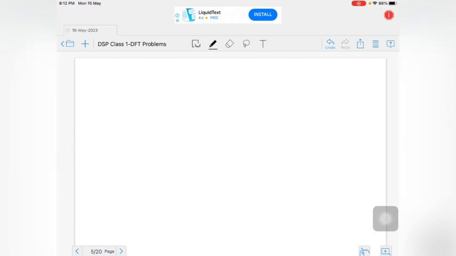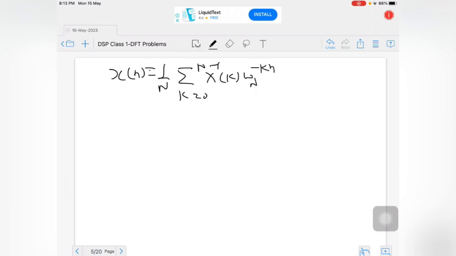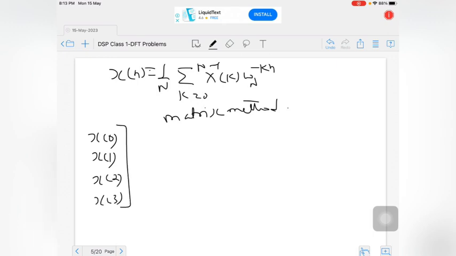So what is the formula to calculate the IDFT? x of n is equal to 1 by N summation k is equal to 0 to N minus 1 of X of k omega N raised to the power of minus kn. So I am using the matrix method here. This x of n is a column matrix of 4 cross 1, so n is equal to 0 to 3. So therefore x of 0, x of 1, x of 2, x of 3, and length N is equal to 4.